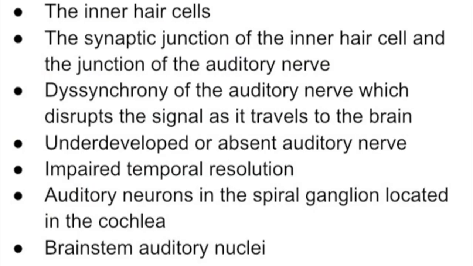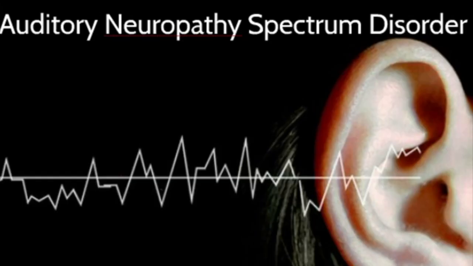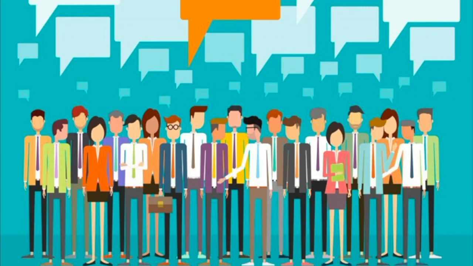The hearing abilities of patients with auditory neuropathy spectrum disorder can vary greatly, anywhere from mild to severe levels of hearing loss. These patients can also experience great difficulty in understanding speech, spoken words, or determining where sound is coming from, particularly in the presence of background noise.